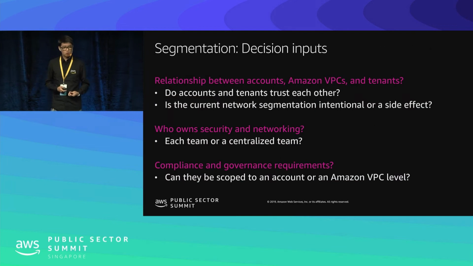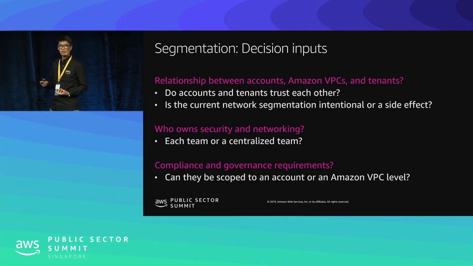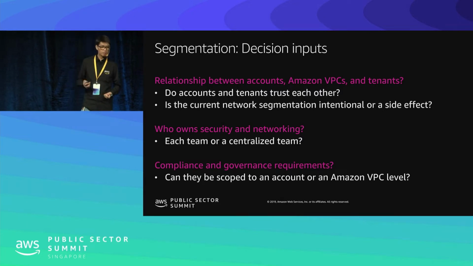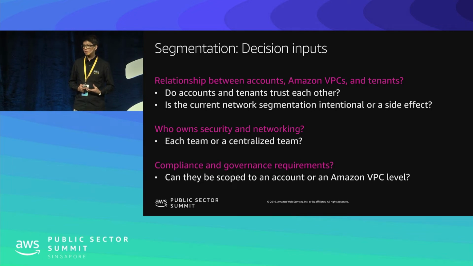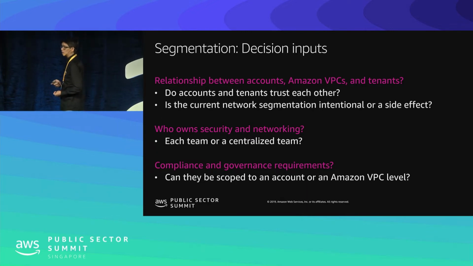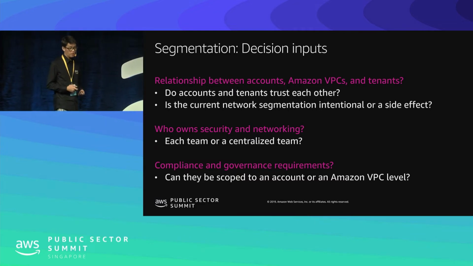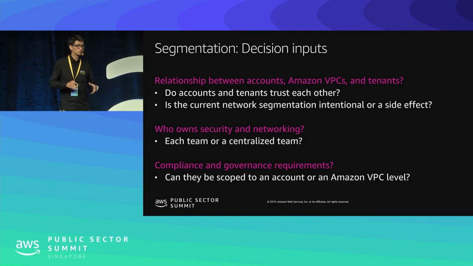Right. So what are the factors that would affect your decision? One is, do all these accounts trust each other, or is each account basically its own individual tenant? Does the current network segmentation allow you to connect to each other easily and seamlessly? And who owns the security and networking? Is it a centralized team, or does each team have to manage their own? And last but not least, how are you going to scope the security? Is it to the whole account, or to the VPC level, or even both?